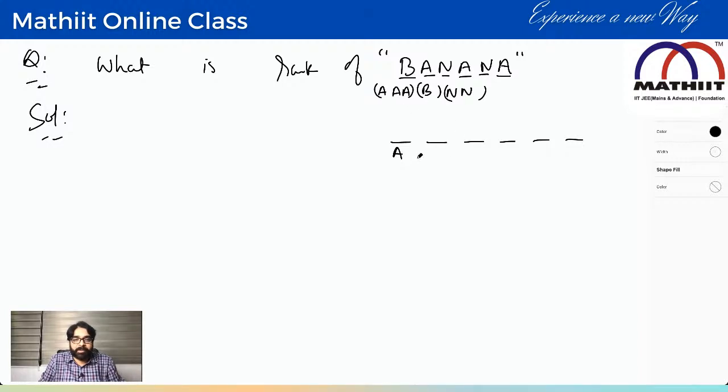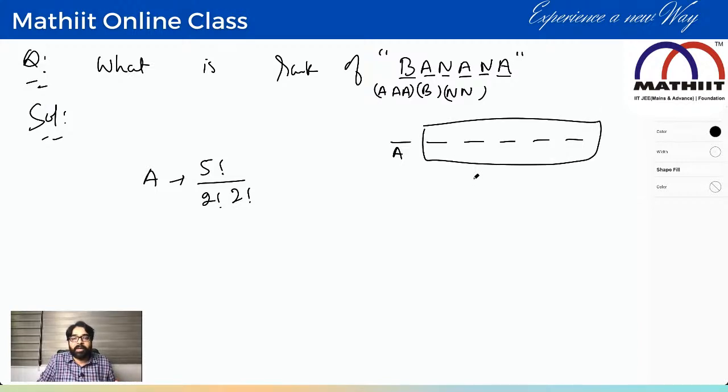So if we start with the A, that will be 5 factorial by 2 factorial, 2 factorial. Starting with the A means what? In the remaining places, what can come? 2A, 1B, 2N. So 5 objects arrangement, 5 factorial. Since their interchanging is not allowed, divide by 2 factorial, 2 factorial. So that will become 120 divided by 4, which is 30.